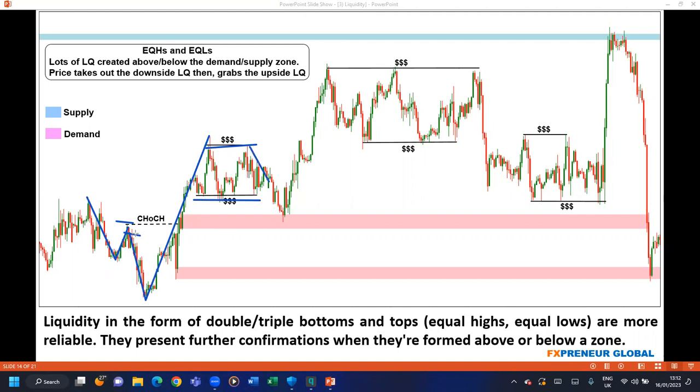Then price returned back down to this other block. It took out the liquidity to the downside, then referenced the order block, then made its way up here, taking out this liquidity to the upside, this buy stop liquidity. The market ranged around here. But in the course of going up, you can see that price left a whole lot of FVGs, fair value gaps around here.